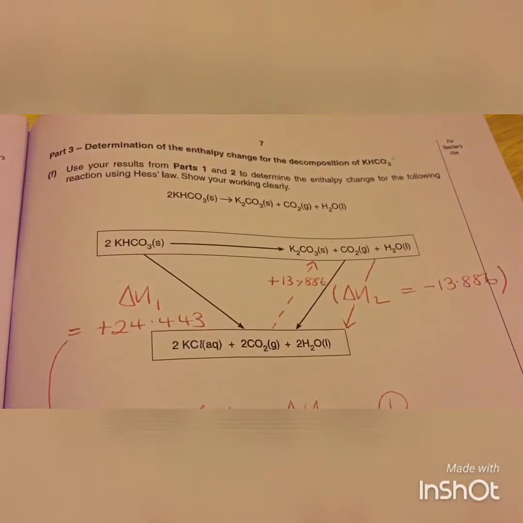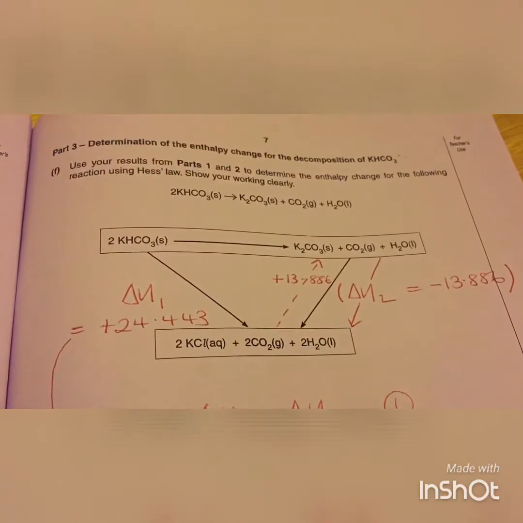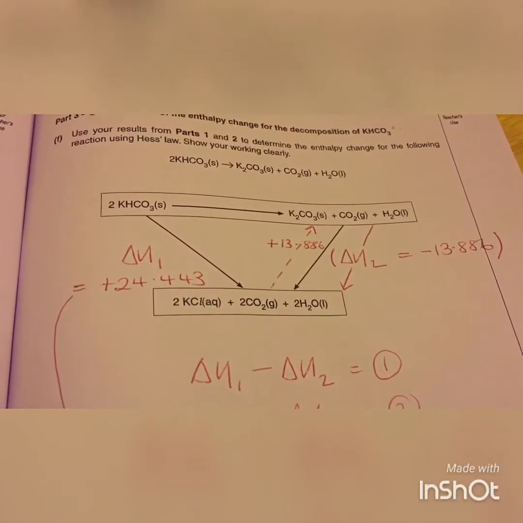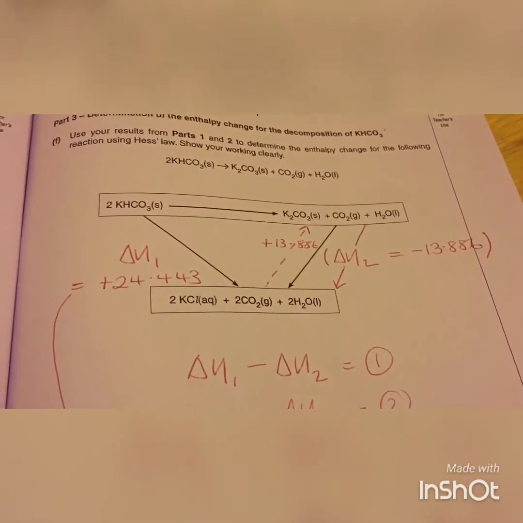If that makes sense, brilliant. If not, and you prefer to use an alternative method, which is delta H1 minus delta H2, then again, as long as it works for you and you get the right answer, then that's absolutely fine.